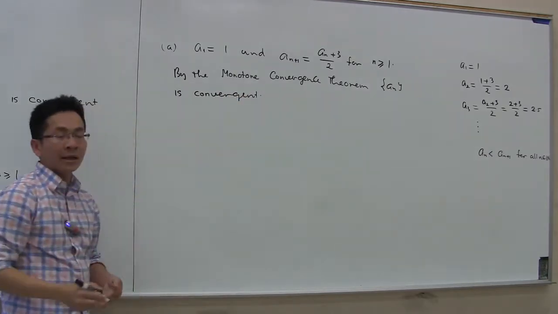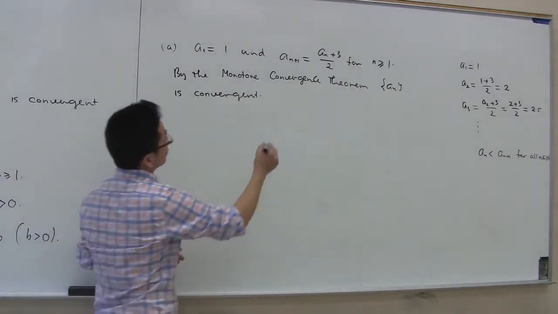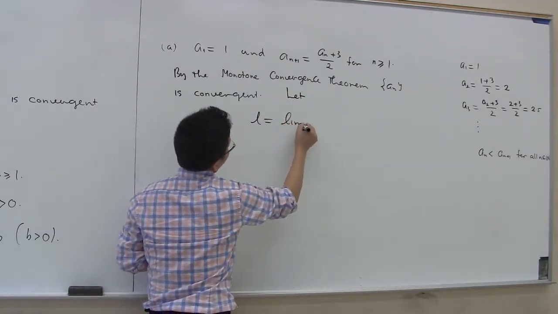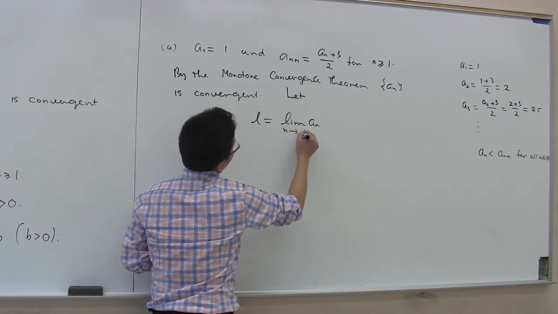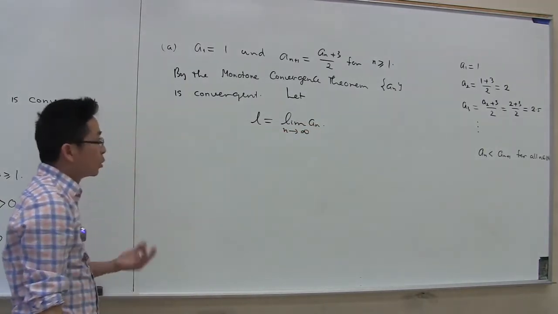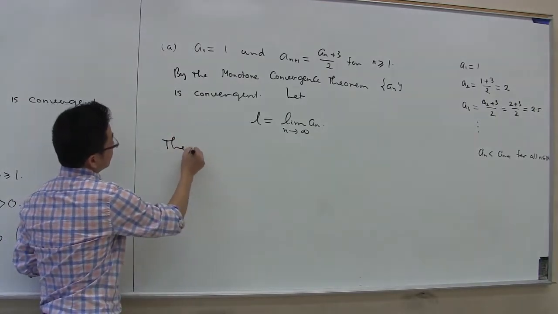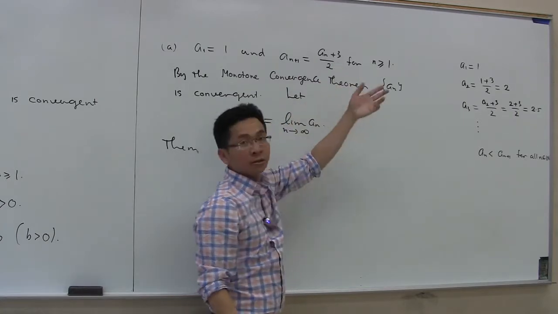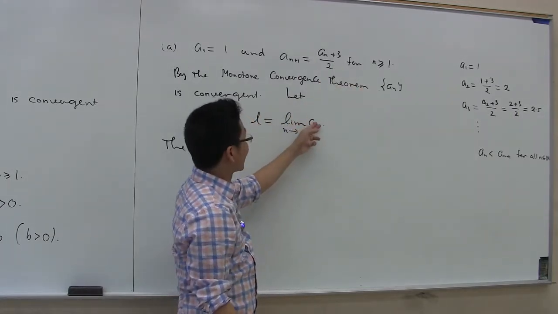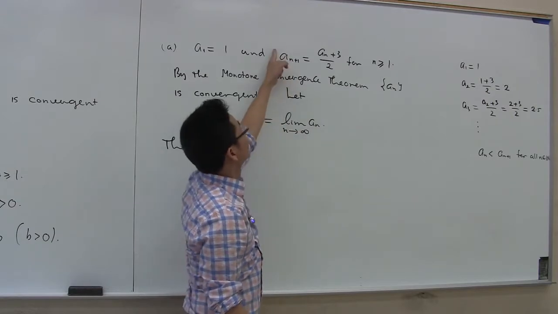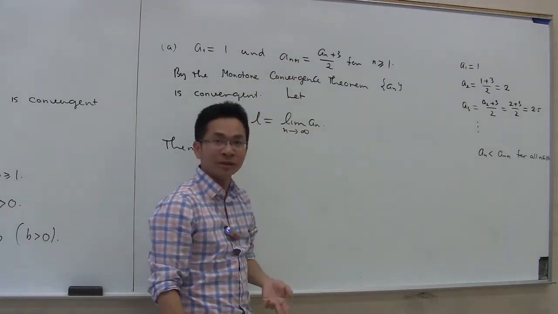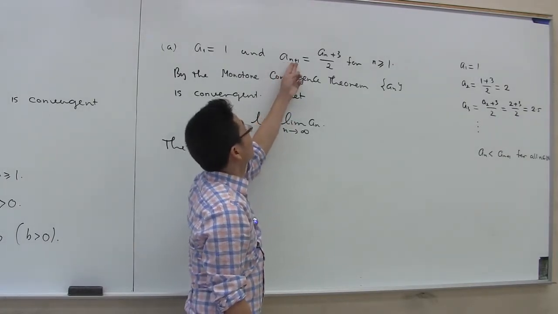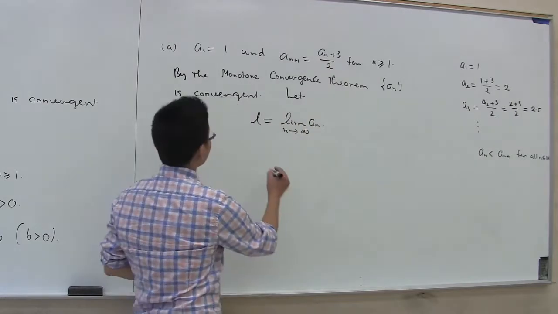Now, because a_n is convergent, we can define L as the limit of a_n as n approaches infinity. As you know, a_{n+1} is (a_n + 3)/2. Because the limit of a_n as n approaches infinity is L, the limit of a_{n+1} as n approaches infinity is also L. And by the limit theorem, we see that L is (L + 3)/2.